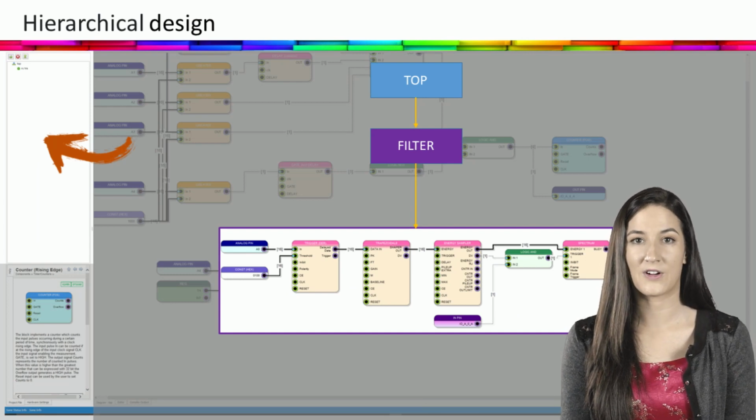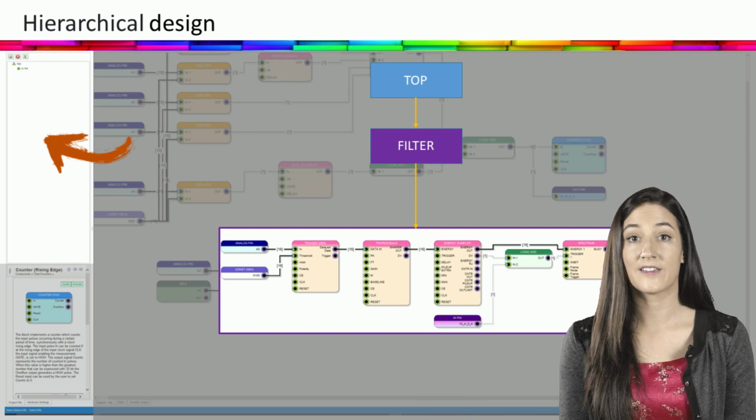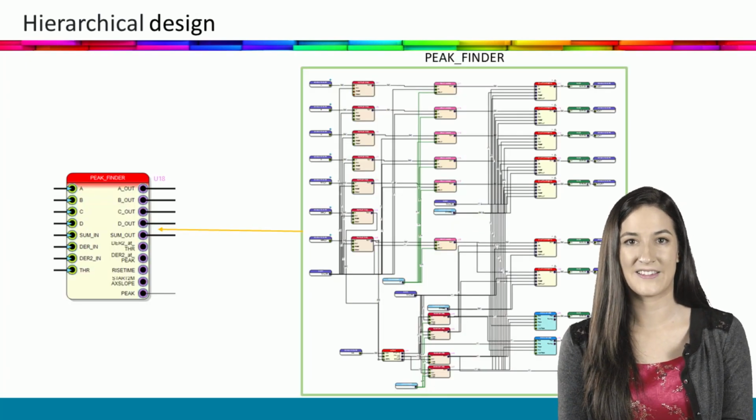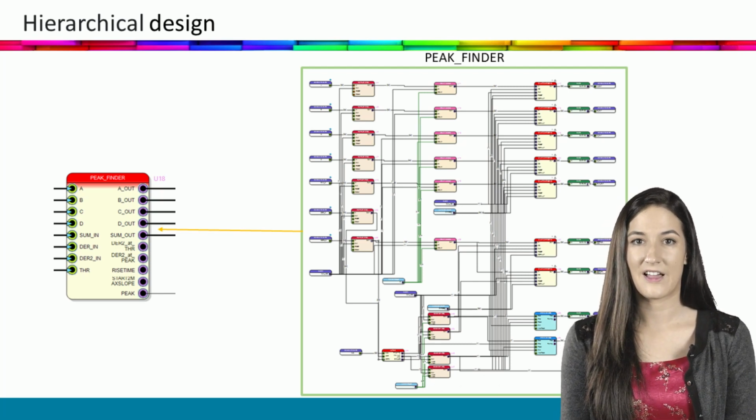SciCompiler supports hierarchical design, allowing complex systems to be built from modular blocks that can be nested and reused. This approach simplifies design, enhances efficiency, and improves maintainability by enabling independent development, testing, and updates at the module level.